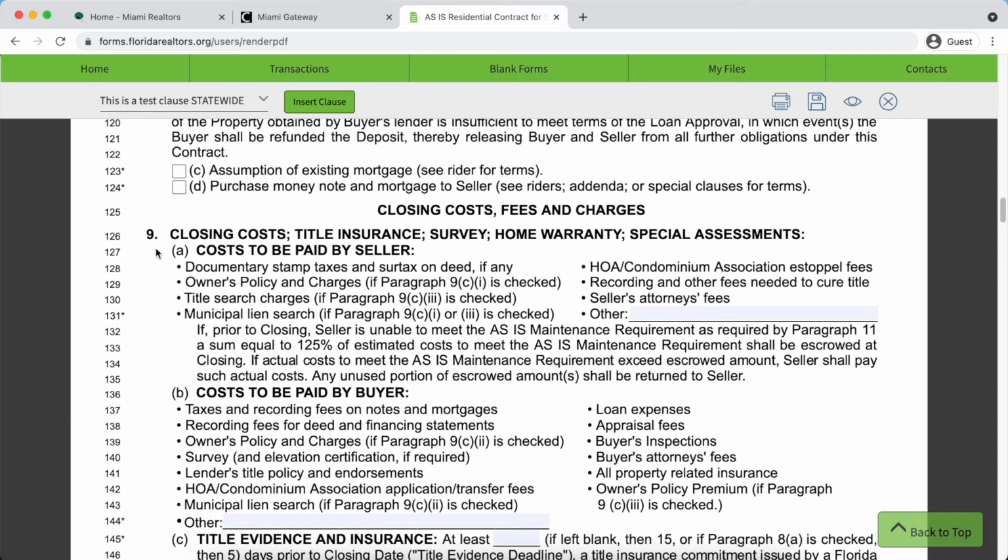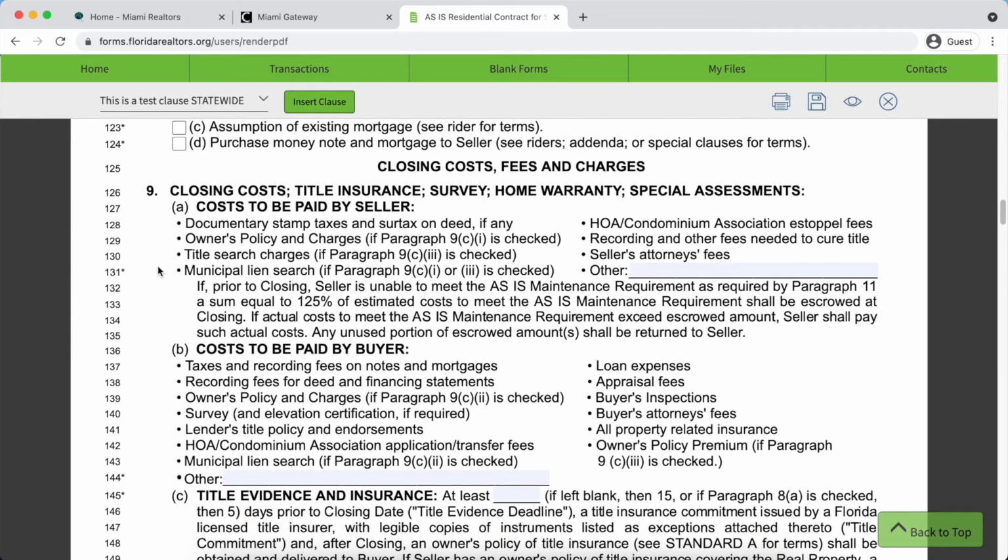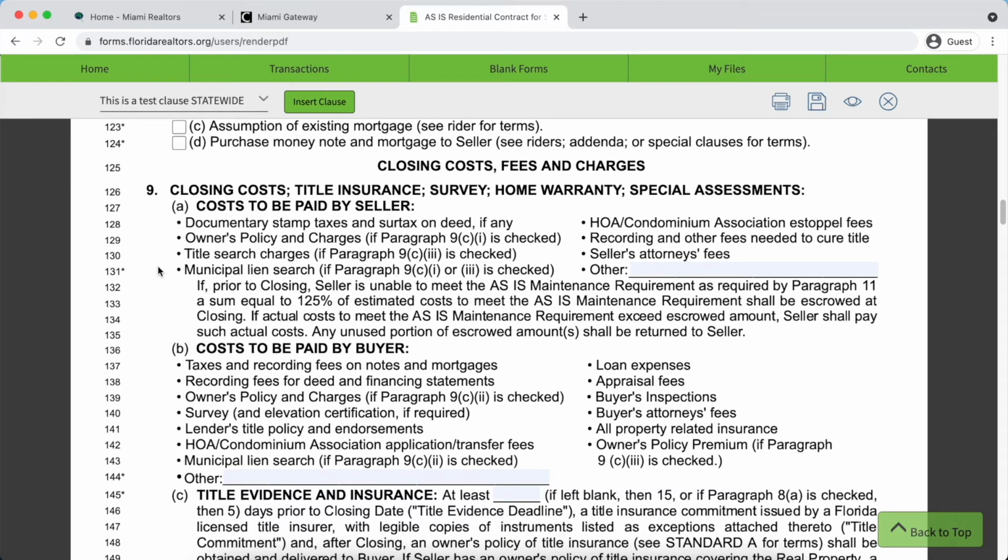We're going to go to number 9, closing costs, title insurance, survey, home warranty, special assessment. This was created to give a general idea of what responsibilities belong to the seller and what responsibilities belong to the buyer. That is financial responsibility to be paid at closing. Okay, these are the customary things that are paid for by the seller, and these are the customary things that are paid by the buyer. But remember, a contract is an agreement by at least two parties that have come to a meeting of the minds. So whatever the paper holds, that's what the contract is.